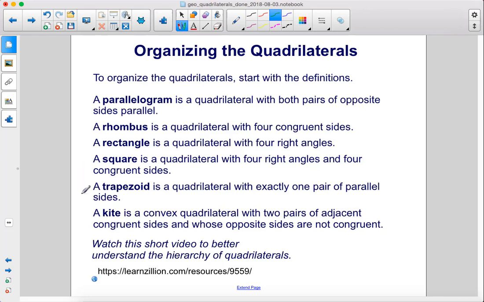A trapezoid is a quadrilateral with exactly 1 pair of parallel sides. A kite is a convex quadrilateral with 2 pairs of adjacent congruent sides and whose opposite sides are not congruent.